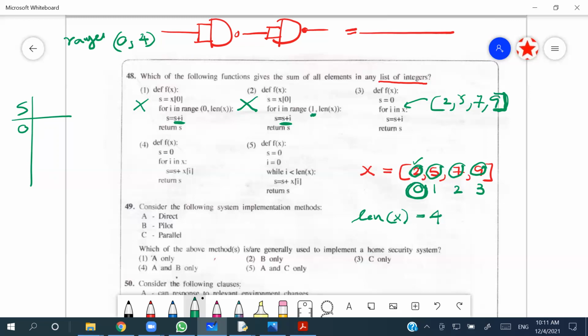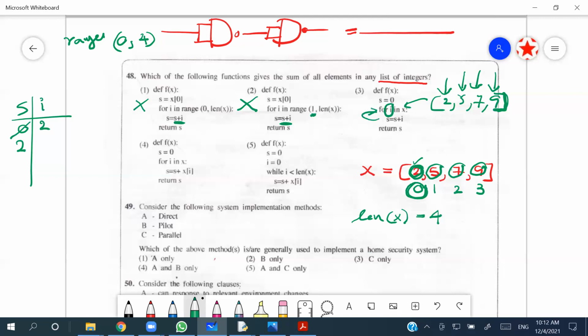So when we are using a for loop like this, the variable of the for loop, which is I, is going to be assigned these values during each iteration. So first I will become 2, then I will become 5, then I will become 7, then I will become 9. Right? So S equals S plus I means you are going to add the value of I. S is going to be 0 and I is 2, so S equals S plus I is going to give you 2.